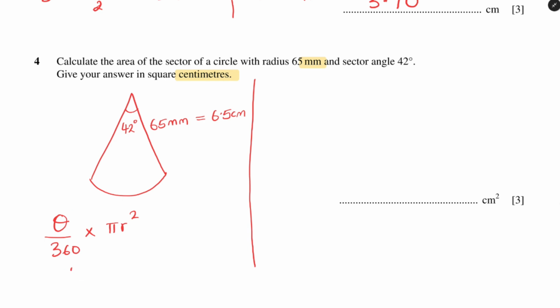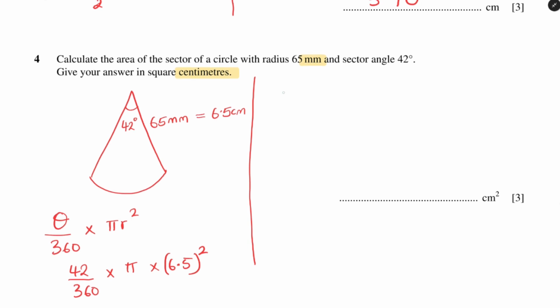Okay, so let's plug in our values here. Our theta is given as 42 degrees over 360 times pi times 6.5 square. This is what we are going to punch on our calculator. If we do this correctly, it's going to produce 15.4854. All right, and to three significant figures, this is going to be 15.5 centimeters square.